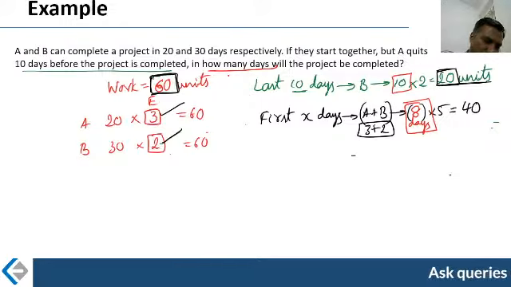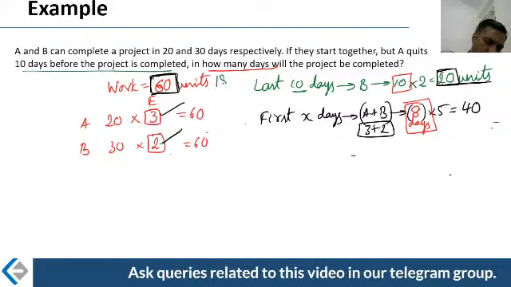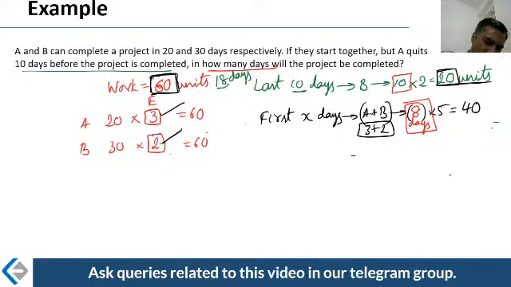So the answer to this particular question is 18 days. In 18 days, they completed this task.